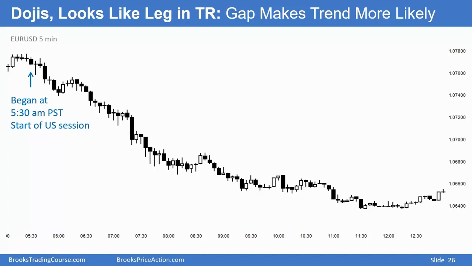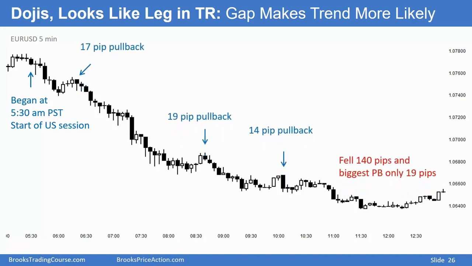I always measure the size of the pullbacks. So 17 pip pullback here, 19 pips here, 14 here. And here we fall 140 points. And the biggest pullback was only 19 pips over here.